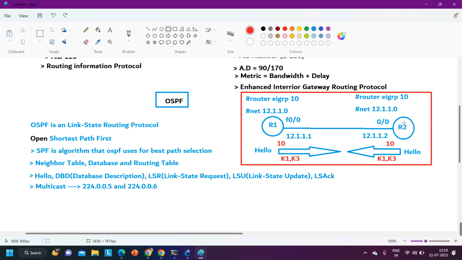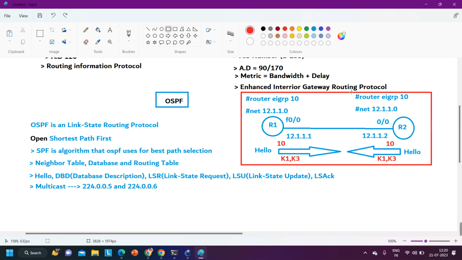Let's say on router number 2, I am using AS number 20, then router 1 and router 2 cannot form neighborship. Or on router number 2, I am using only the K1 value to calculate metric, only bandwidth, I am not using delay. Then also router 1 and router 2 cannot form neighborship with each other. Got it?